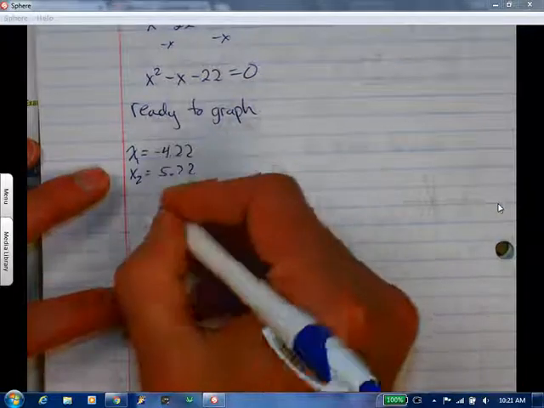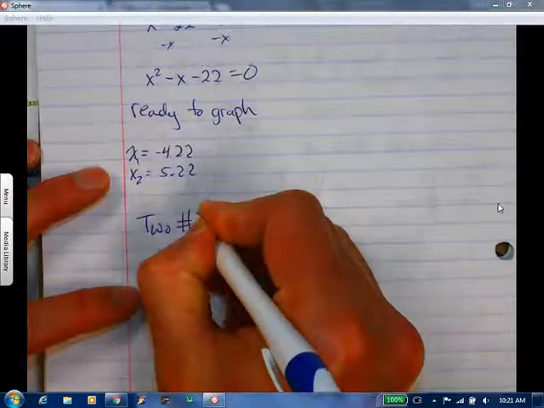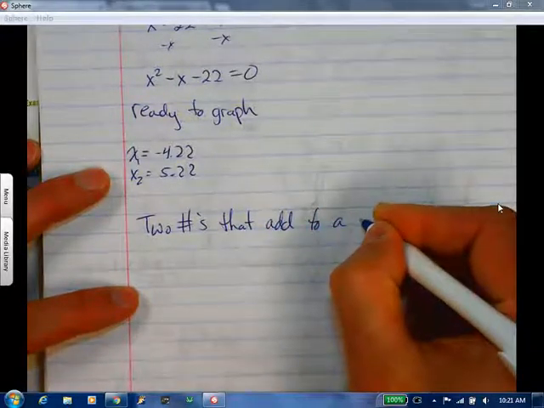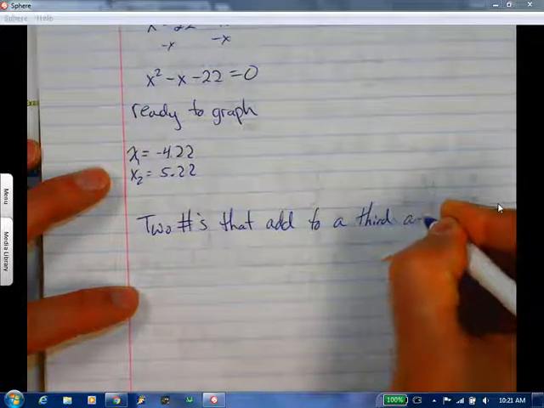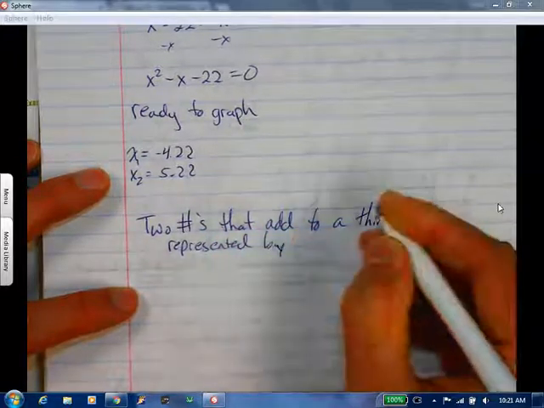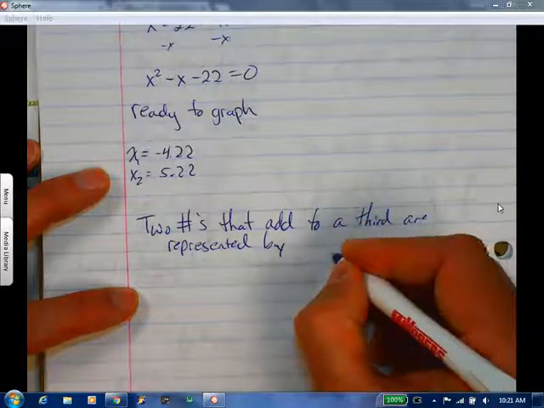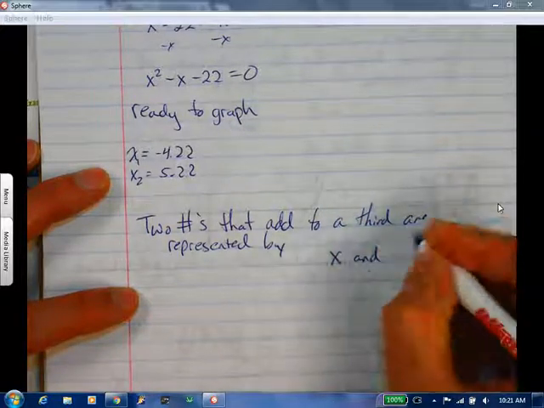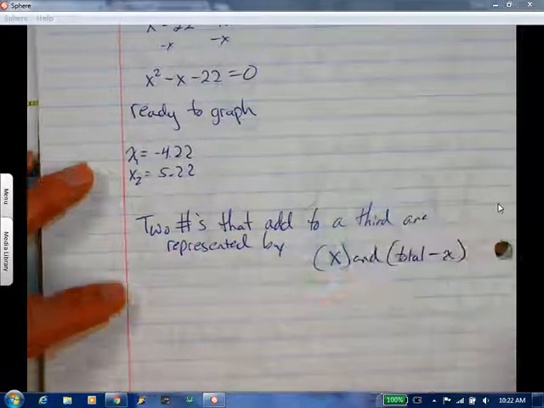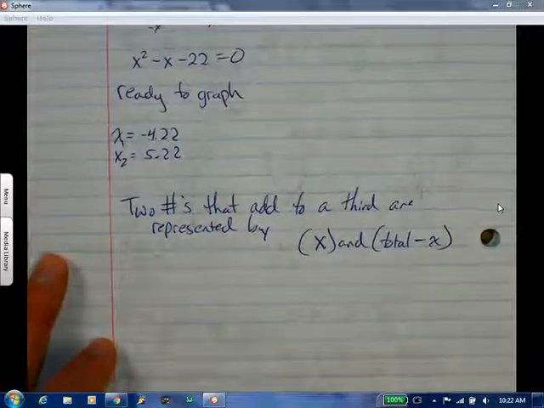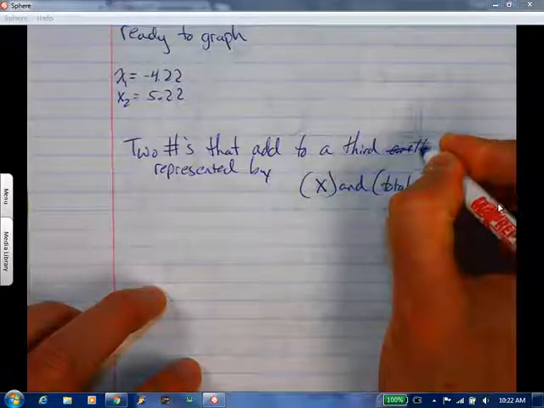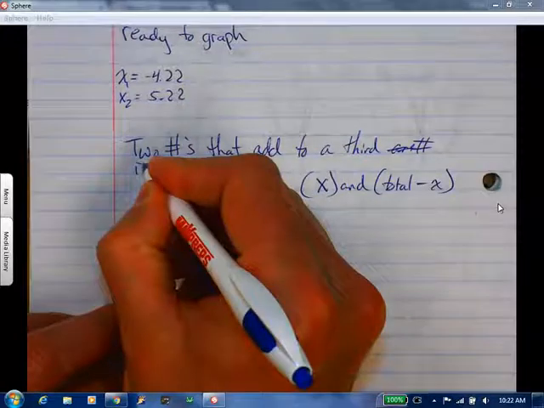Okay? So 2 numbers that add to a third are represented by x and the total minus x. I think we've talked about that before. So 2 numbers that add to a third number is represented by x and the total minus x.